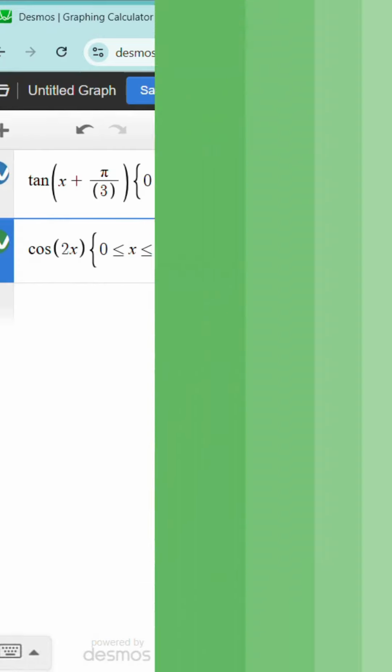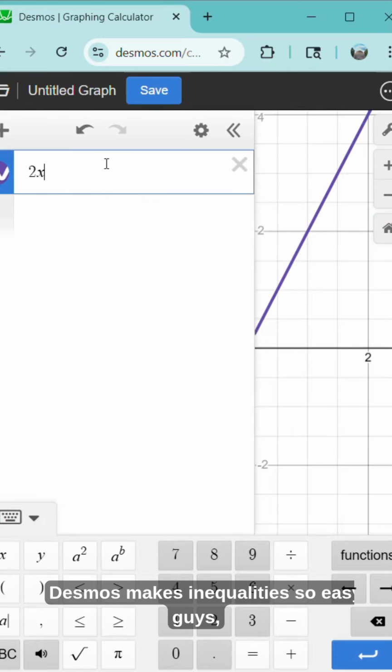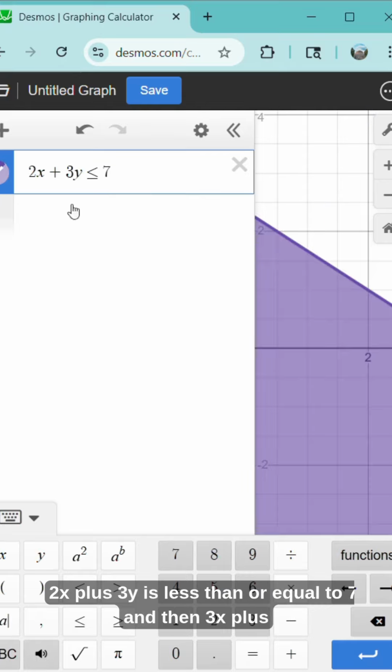1.356. Okay, our next tip will be inequalities. Desmos makes inequalities so easy, guys. You should know this. So let's say we have two inequalities.